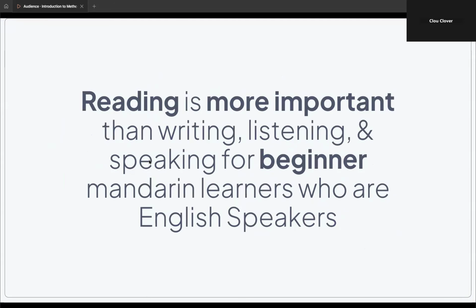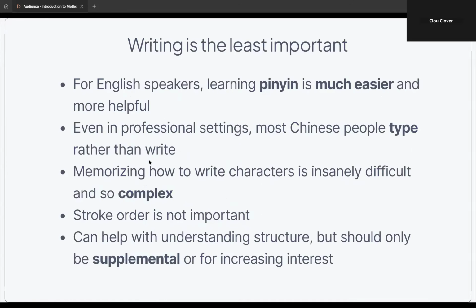So I would argue here that reading is more important than writing, listening, and speaking for beginner Mandarin learners who are English speakers. Why do I say that? First, writing is the least important. For English speakers, learning pinyin is much easier and more helpful. Even in professional settings, most Chinese people type rather than write. Memorizing how to write characters is insanely difficult and so complex. And as mentioned previously, so many textbooks focus on stroke order when stroke order is not important. It can help with understanding structure and memorization, but it should only be supplemental and for increasing interest.